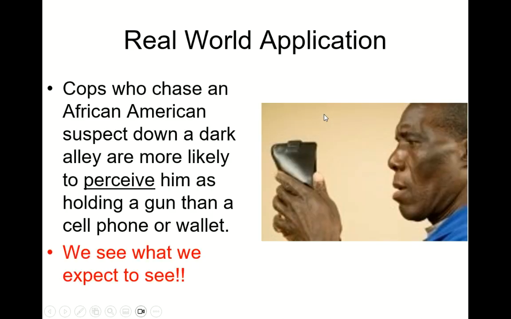And unfortunately, perceptual set affects human behavior because when it starts to get racism or stereotyping, representativeness heuristic, when you see what you expect to see with people. If cops chase an African American suspect down a dark alley, and they grab their wallet out of their pocket, the cops are more likely to perceive them as holding a gun than a cell phone or a wallet. Okay, that is a real thing in the study of criminology.